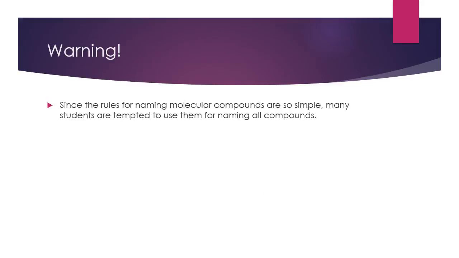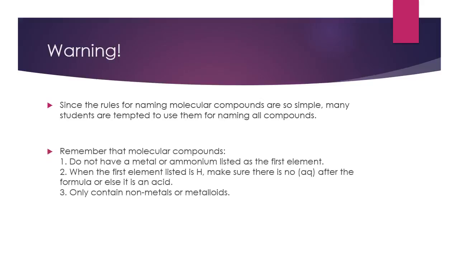Warning, this is important to note because many students are tempted to use the rules for naming molecular compounds because they're so easy. But you have to remember that molecular compounds do not have a metal or ammonium listed as the first element or component of the formula. Also, when the first element is listed as a hydrogen, make sure that there is not aqueous written after the formula, or else it's an acid. Molecular compounds only contain nonmetals or metalloids, so only use these rules when you're sure that they are appropriate to be used.